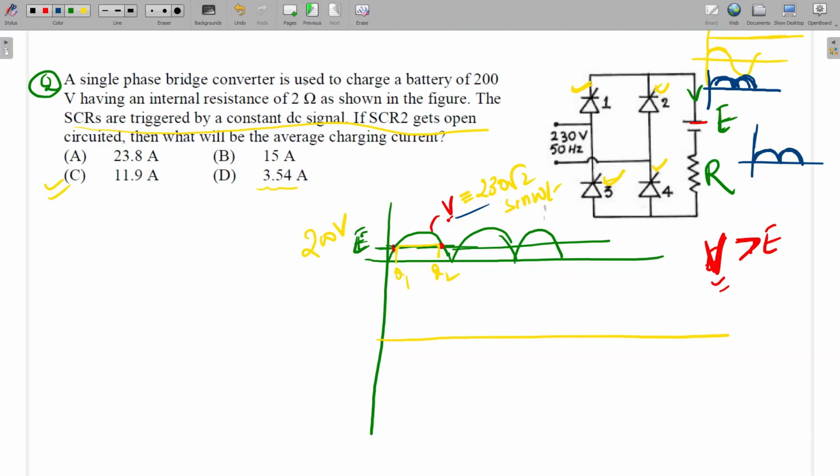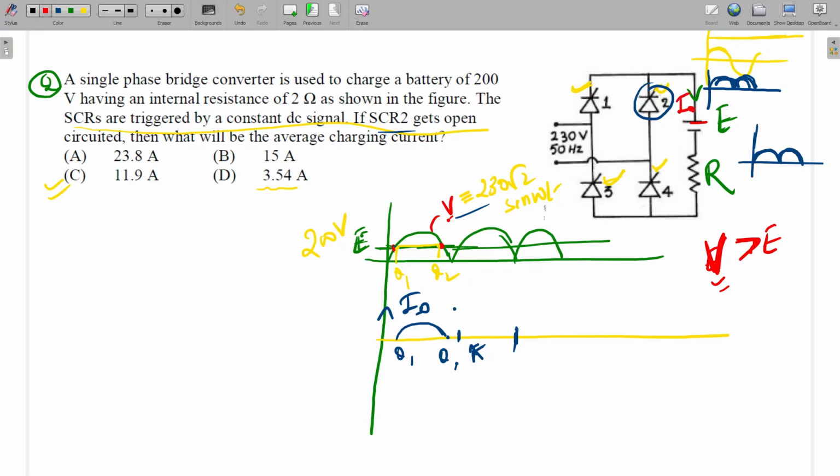Oh, one second. If SCR2 gets open, then SCR2 and SCR3 will not conduct. So only the positive half cycle waveform will be there, and the waveform will be from theta 1 to theta 2. On this side, no current will be there. This is pi. This is the waveform of the current. Is it clear to all? Otherwise I will explain again.